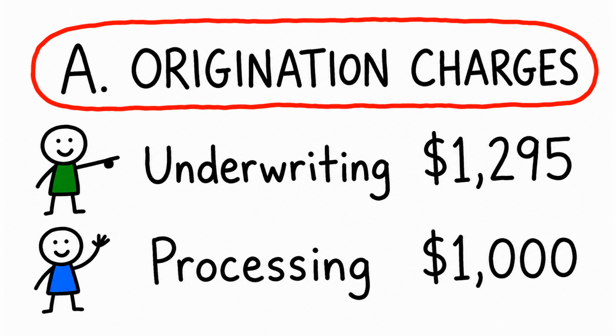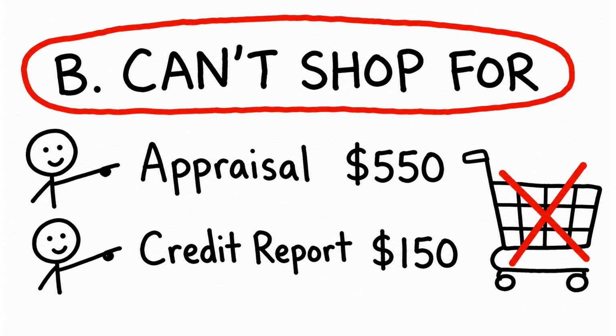Section A is origination charges, the lender's own fees and any points, like an underwriting fee of $1,295 and a processing fee of $1,000. Section B is services you cannot shop for, things like the appraisal fee, around $550, and a credit report fee of $150. Section C is services you can shop for, like title services, pest inspection, and survey.